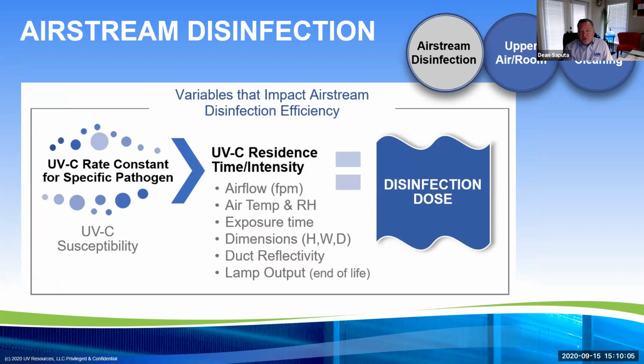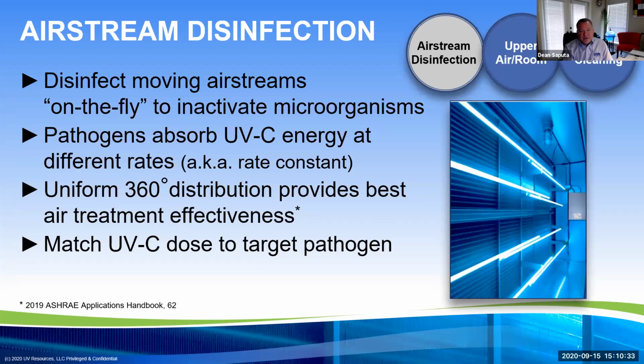We need to know the airflow, how fast the air is going, air temperature, relative humidity, exposure time, and the dimensions of that duct. Is there any duct reflectivity that we can gain with having that in there? Sometimes aluminum can help us achieve a higher dose of UV. It's all a matter of how long we have to see that product. Whenever you're doing modeling or applying UV lights, we want to do it at the end of the life of the lamp, not at the beginning of the lamp's life. So when we're disinfecting air streams, we're looking at something we call on the fly.